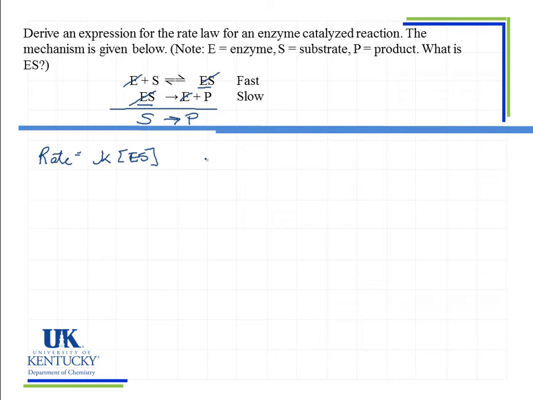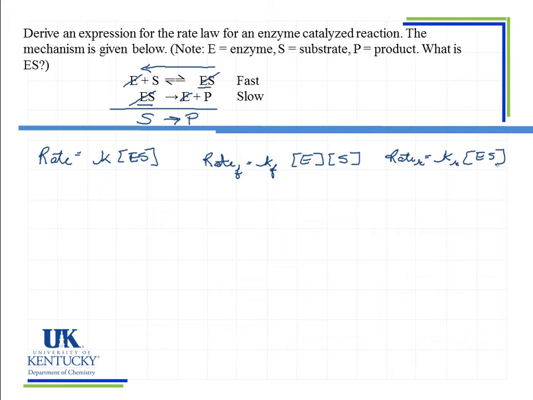Because the first step is an equilibrium, we can write a rate law for the forward as well as the reverse reaction. So the rate law for the forward reaction would be the rate constant of that forward reaction times the reactants, which is E to the first power and S to the first power. As we look at that reaction and we know it's reversible, we can also write the rate law for the reverse reaction, thinking about it going in this direction instead. So the rate of the reverse reaction would be the rate constant of that reverse reaction times ES.